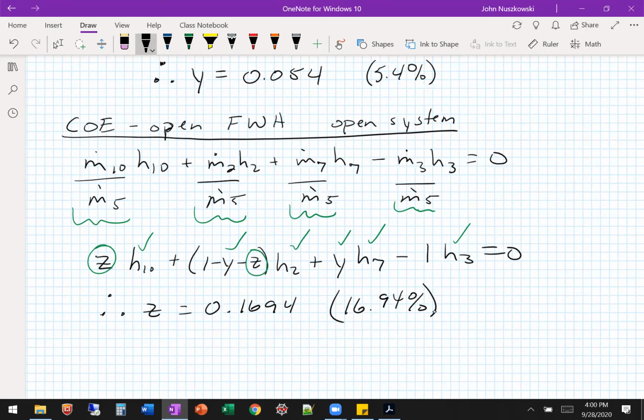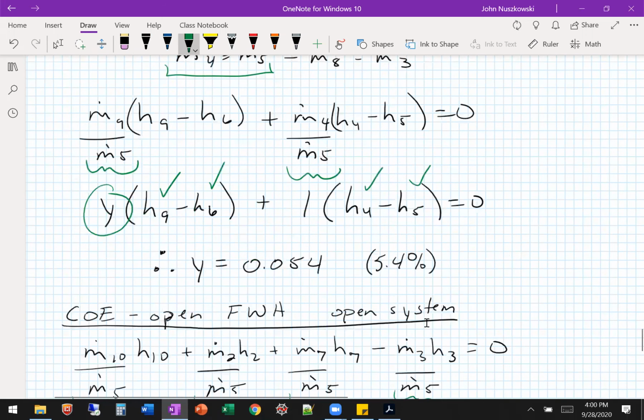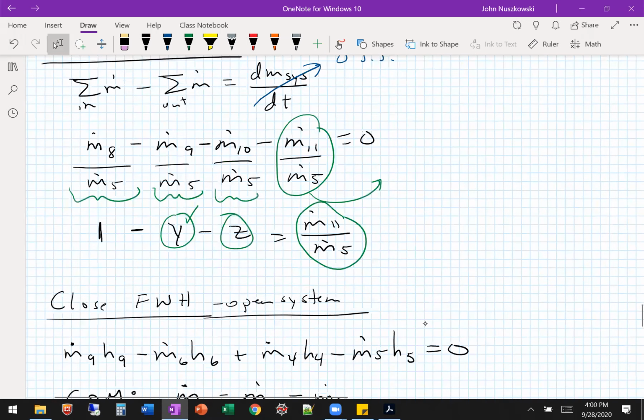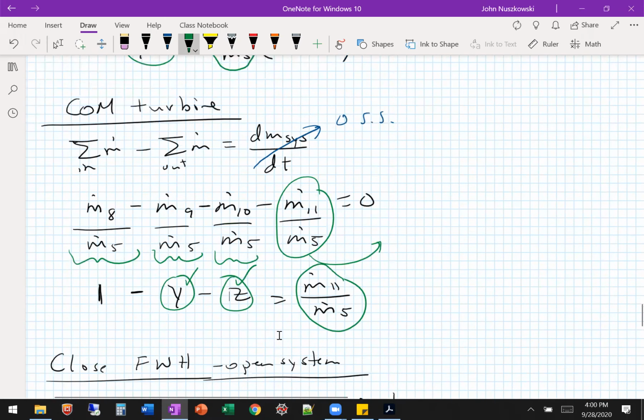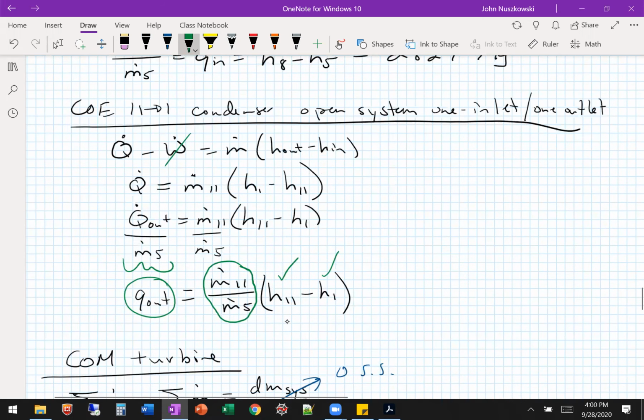And now we go back up, see what we got. So now we have Z. So we have mass flow rate 11 divided by 5, so we could solve for it directly, or we can put it into our heat out. Okay, so now we can solve for heat out, since we have 1 minus Y minus Z is mass flow rate 11 divided by 5.